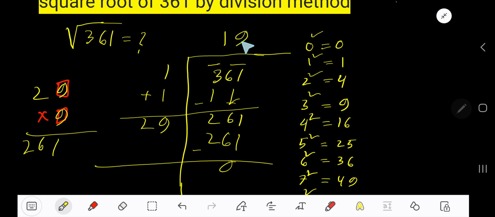To check, look, you have placed here 9. The 9 must come under this divisor. Now add. 9 plus 9, 18. Write 8. Carry on to the next column. 2 plus 1, 3. Look, the double of 19 is 38. Now we can say that the divisor is the square root of 361. That is, we have checked the result here. So the square root of 361 is 19.